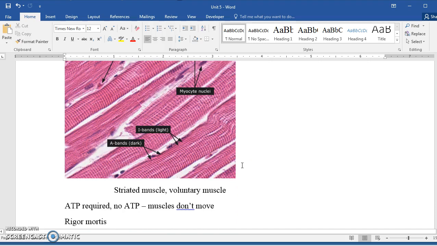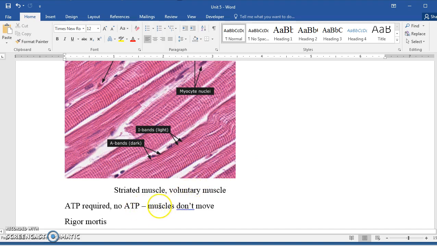Skeletal muscle is also called striated muscle. In the past, it was known as voluntary muscle, but most anatomy physiology people and techs have gotten away from using voluntary because that doesn't describe it as well as striated muscle or skeletal muscle, and can cause some confusion.